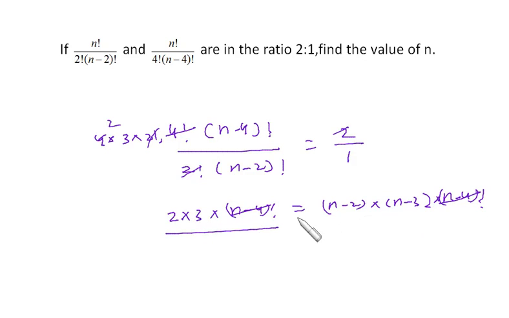So we know the numbers. One of them must be 2 and one of them must be 3. So the bigger number must be 3 and the smaller number must be 2. That means n minus 2 is 3. So n is equal to 5, right? So the value of n is 5. Okay.